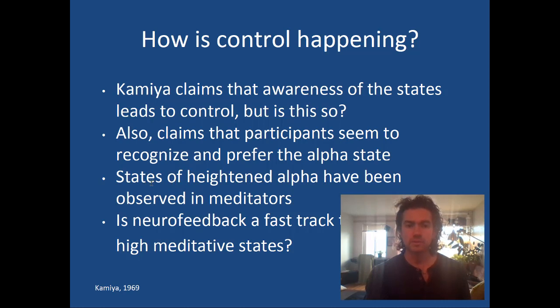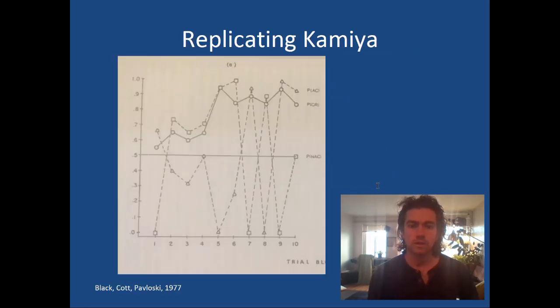Now, this is kind of interesting because states of heightened alpha have also been observed in meditators. So Kamiya makes the suggestion in his paper that neurofeedback could be some kind of a fast track to high meditative states. And that would be really cool if it's true, but is it? So then these other investigators, almost 10 years later, Black, Cott, and Pavlovsky, came along and decided they were going to try and replicate the findings that Kamiya had found.